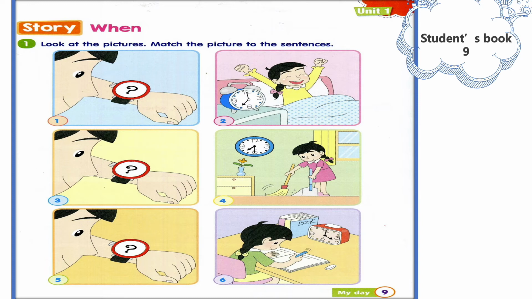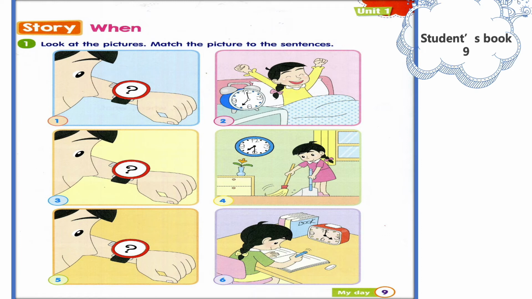Okay, so what's the instruction? Look at the pictures and match the picture to the sentences. So picture 1, 3, and 5, you have to match it into 2, 4, and 6. You answer first and then we will check it after we finish. Are you ready?